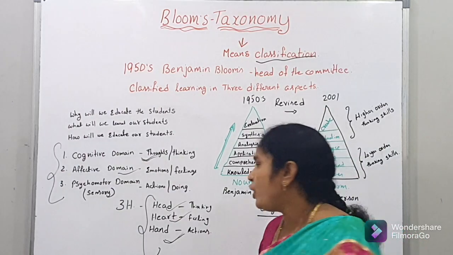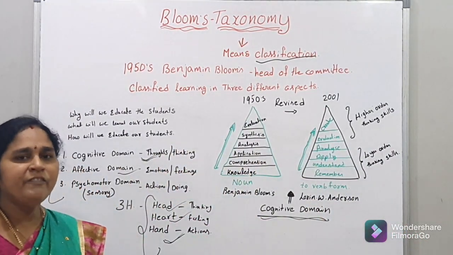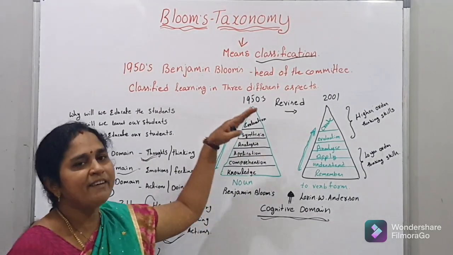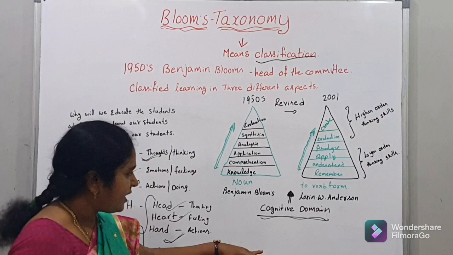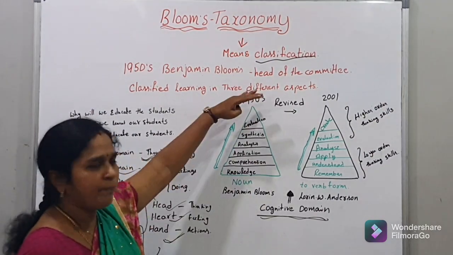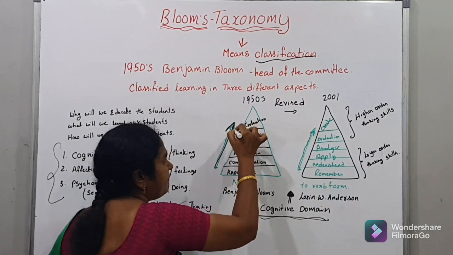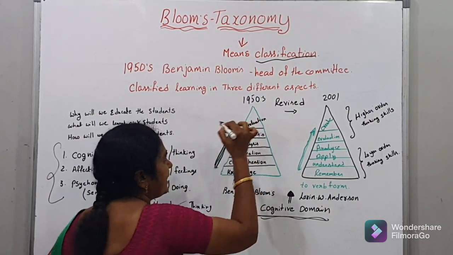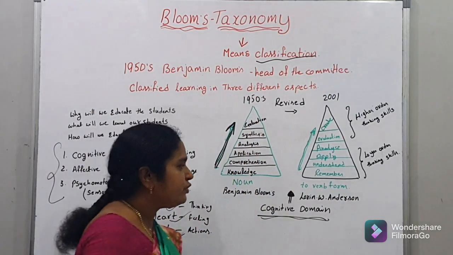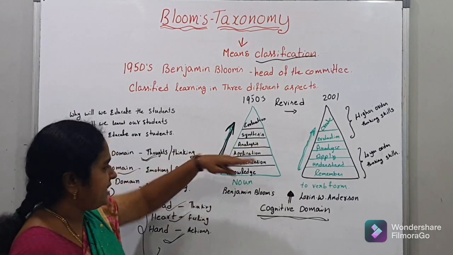First of all, the cognitive domain. In the cognitive domain, we have hierarchy levels. Hierarchy means going from down to up. In the cognitive domain, we have levels in this way.